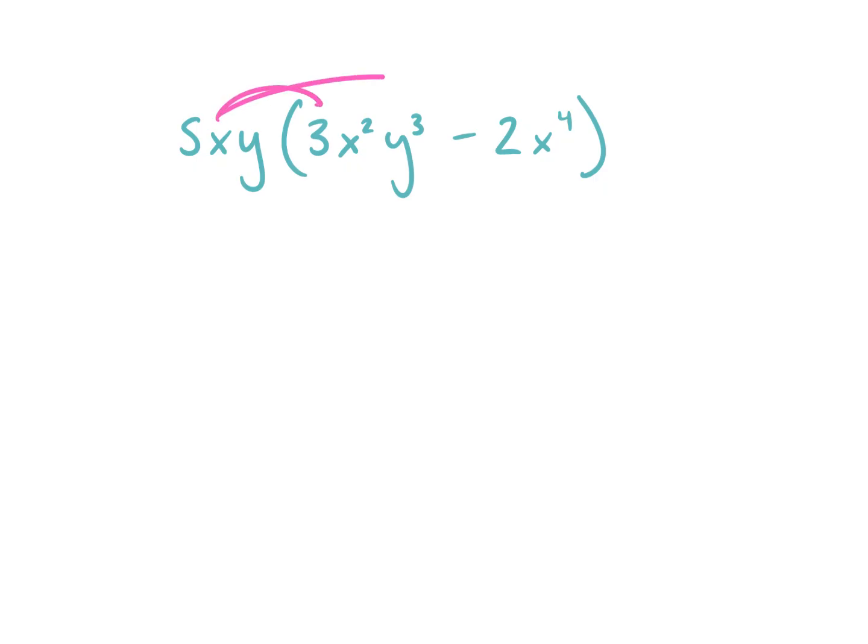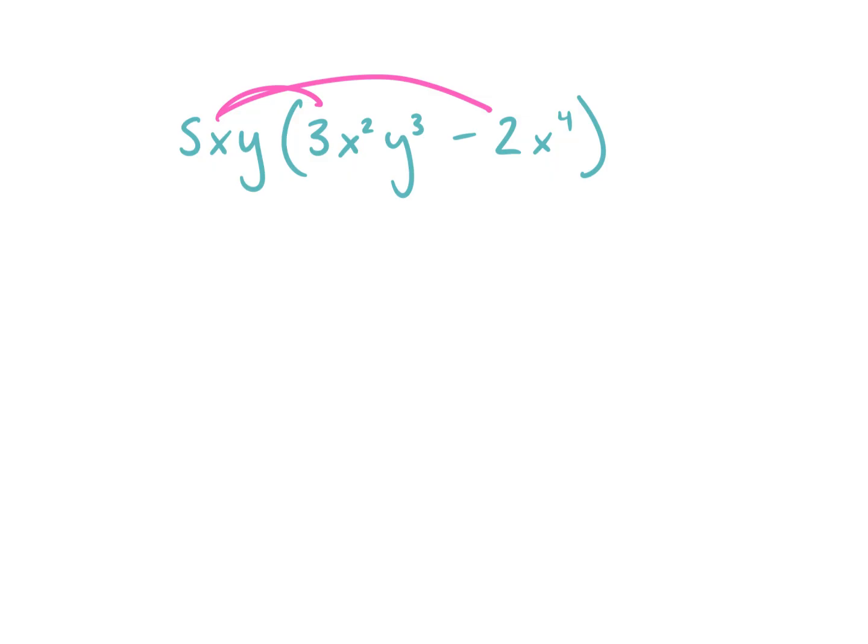Let's say we had 5xy times 3x squared y to the third power minus 2x to the fourth power. What would we do to multiply these? Kind of FOILing, but here, since it's just one term on the outside, we're just distributing. So it gets distributed to both terms on the inside.